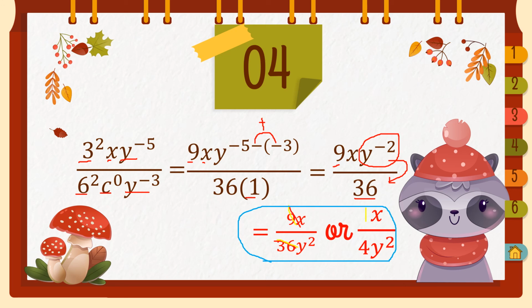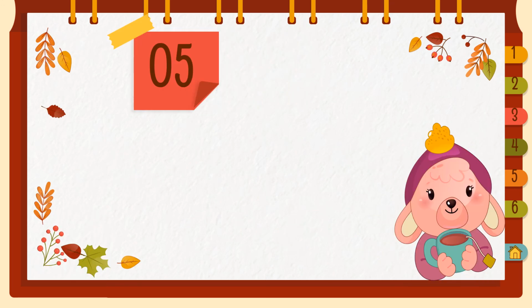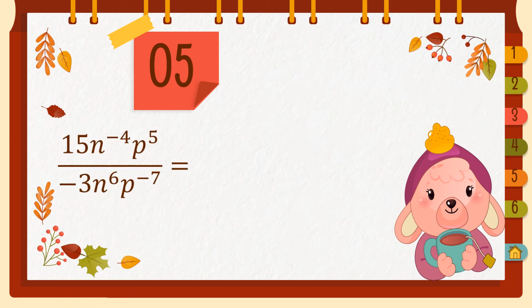Okay, that's number 4. And number 5. 15 n squared, n raised to negative 4, p raised to 5th divided by negative 3, n 6, p negative 7. So, ito po pwedeng i-divide. 15 divided by negative 3. Yan. Tapos si n, parehas ulit sila ng base.